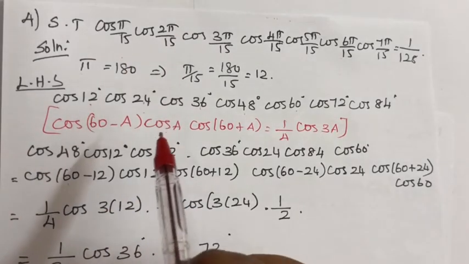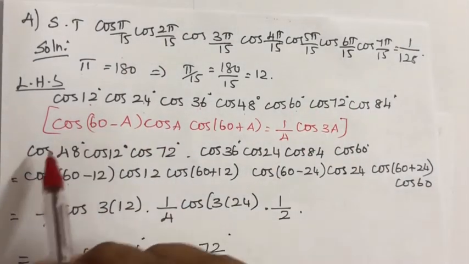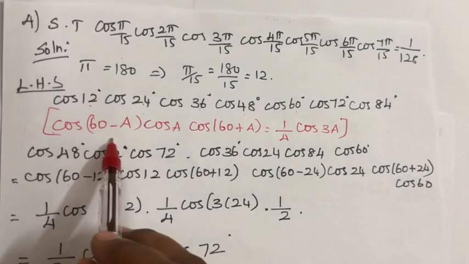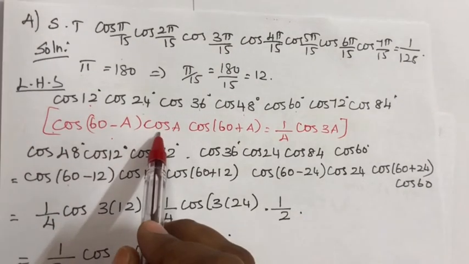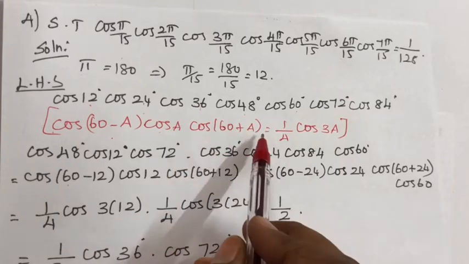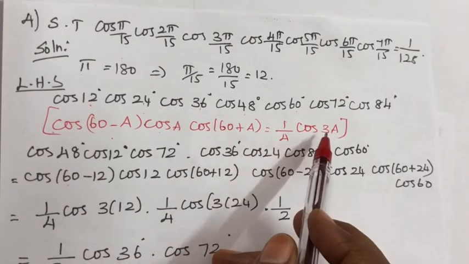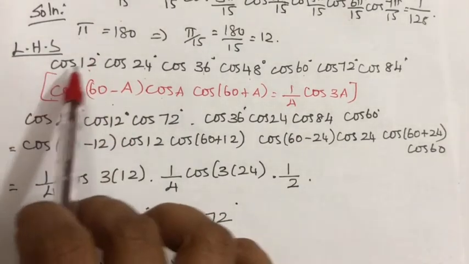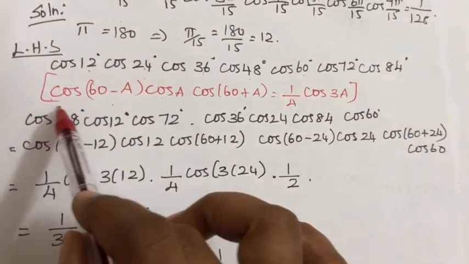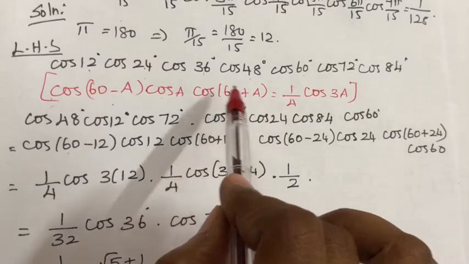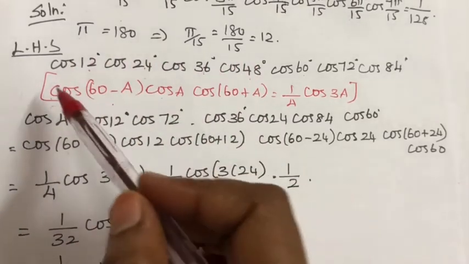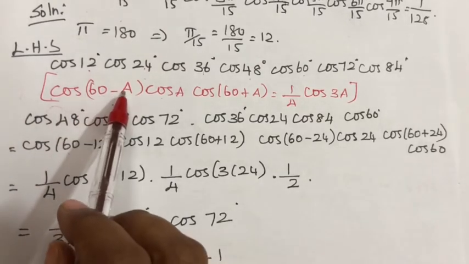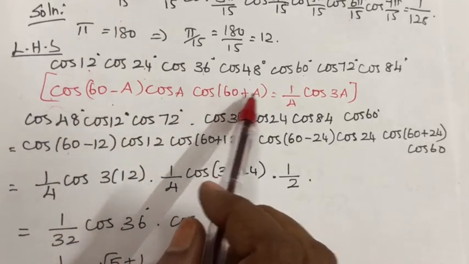Okay, so before solving this problem, we need to learn an important identity, that is cos(60 minus a) into cos a into cos(60 plus a) is equal to 1 by 4 cos 3a. I am going to rewrite this expression with the help of this identity. So 60 minus a, cos, 60 plus a.